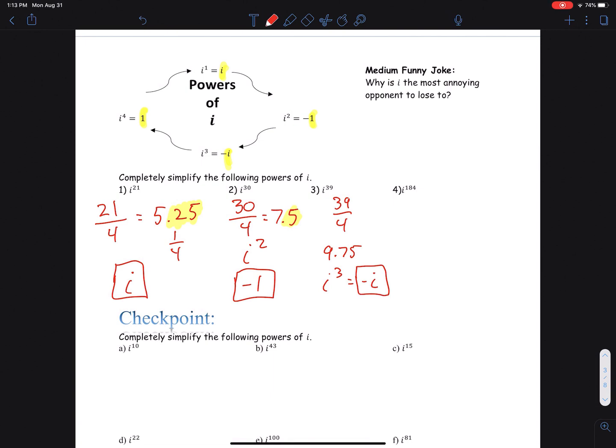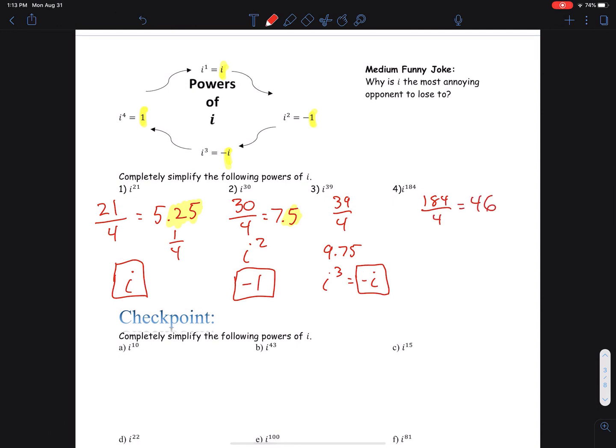And the last one, take the exponent, 184, divided by 4. What do you get? You get 46. There's no remainder. So this would be i to the 0 power, or I guess you can think about it as i to the 4th. It doesn't matter. They both just equal 1. So that's how we want to simplify powers of i.